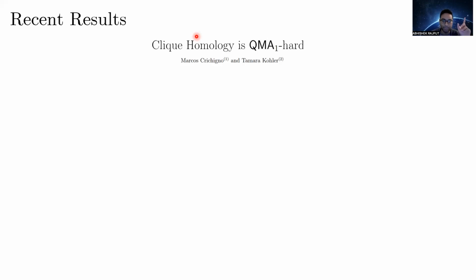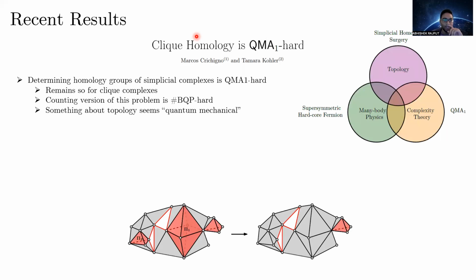There's one recent paper called Clique Homology is QMA1-hard. The idea is, if you have a clique complex and you want to determine the Betti numbers of that clique complex, they showed that determining the homology groups of those clique complexes is QMA1-hard, and it more generically is hard for arbitrary simplicial complexes. They showed both of those things. For those of you who don't know what QMA means, you can think of it, very loosely speaking, as the class of decision problems whose solution can be verified by a quantum computer in polynomial time. So it's basically the quantum analog of NP.